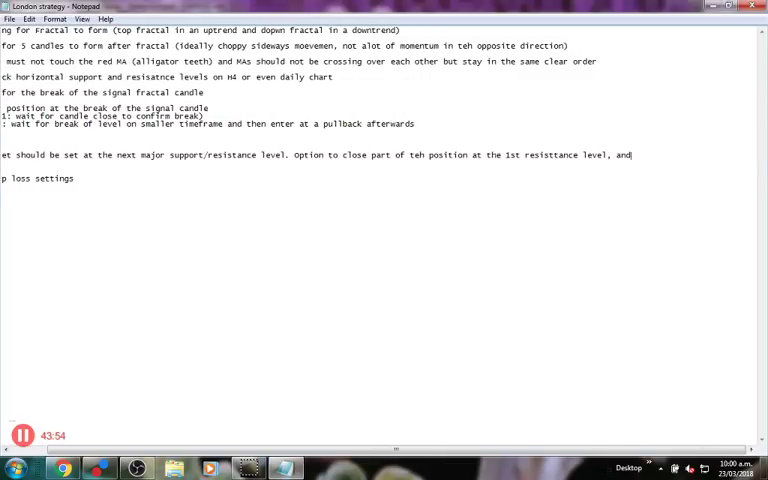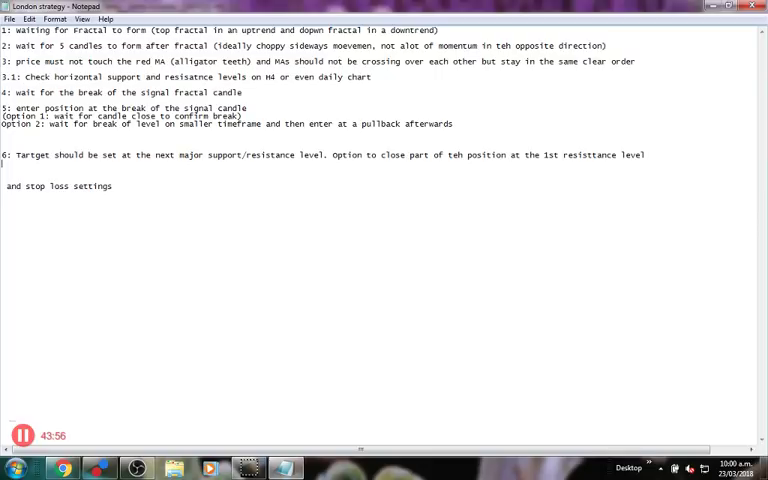No, I'll put that in the next line, and leave the rest open to run towards the next support or resistance level, I call it SR level, support or resistance level. Hope that's clear. Now, the final step is stop loss settings.